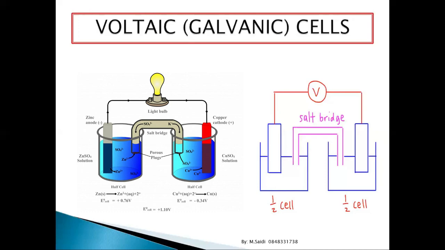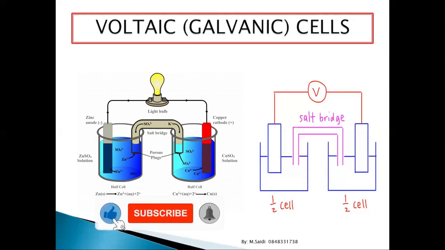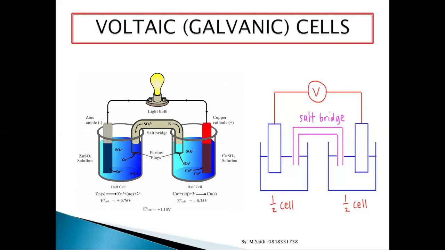And we say that an electrolytic cell changes electrical energy into chemical energy. And then the voltaic cell or the galvanic cell, this one is the reverse of the electrolytic cell. A galvanic cell changes chemical energy into electrical energy. It means that it produces electricity.